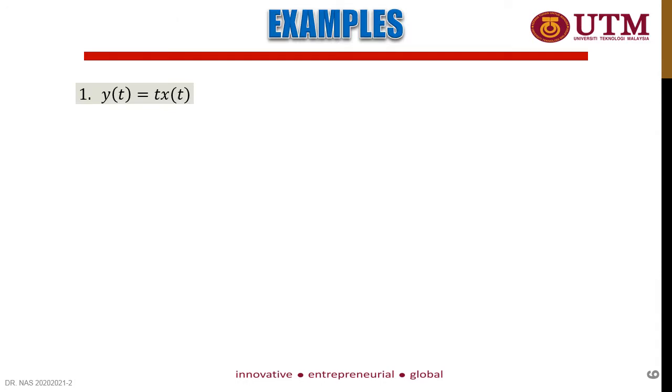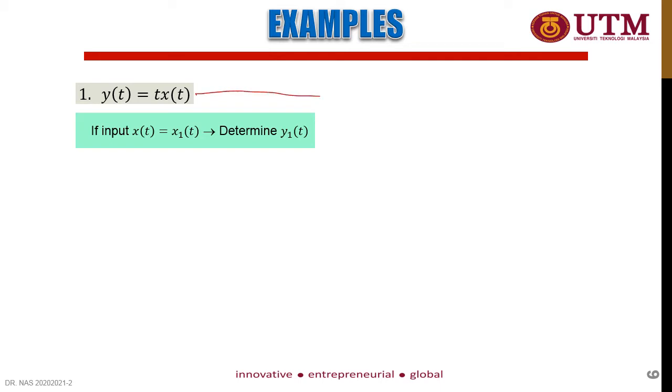Okay, let's look at this example. You need to perform the steps as shown in the earlier slide. So you need to determine y1(t) if the input is x1(t). Given the equation y(t) equals t x(t), now if the input is x1(t), your y1(t) equals t x1(t).